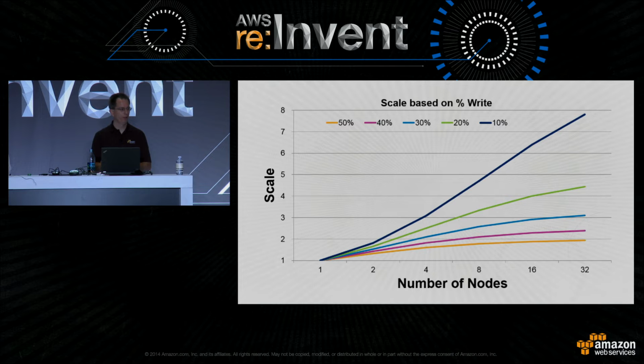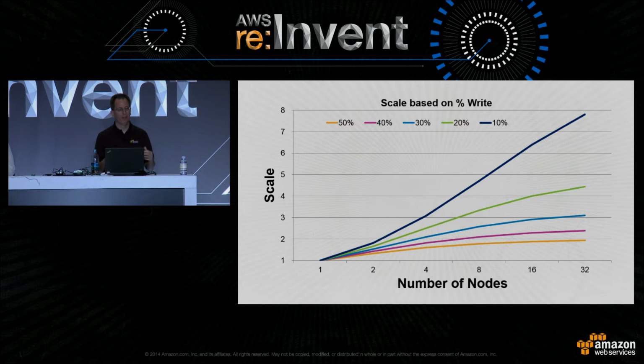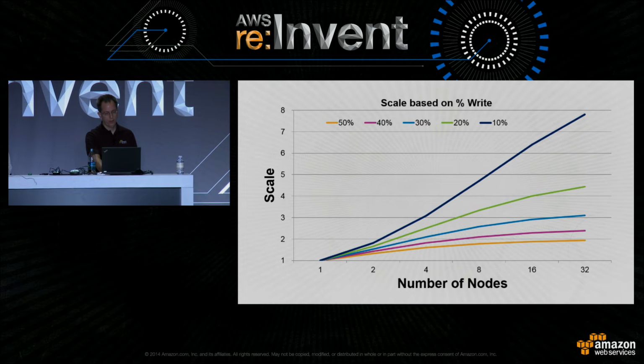Read replicas is not going to do a lot for you. You'd have to use something like 32 nodes to get 2x scale. It's not a very good deal. And I showed 10% here, but you can imagine if you had 99% reads, you would get a lot better scale. So we have a lot of customers that use this in MySQL very successfully for scale.